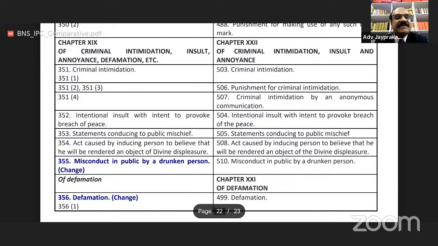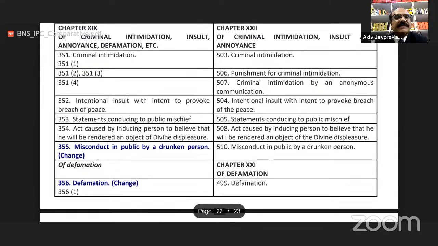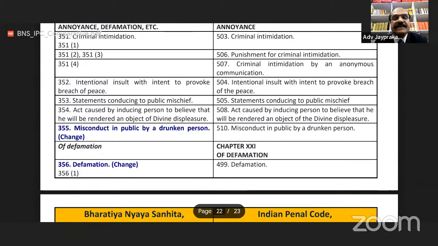BNS section 351, criminal intimidation. Its corresponding section was IPC section 503. BNS section 351(1), 351(2), 351(3), punishment for criminal intimidation. BNS section 351(4), criminal intimidation by an anonymous communication. Corresponding section in IPC is 507.